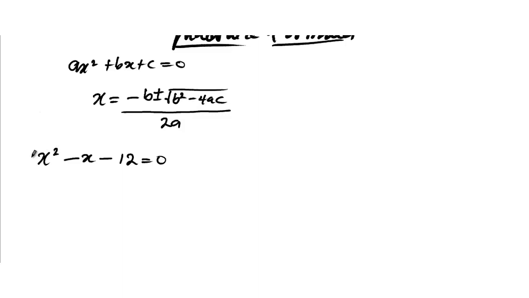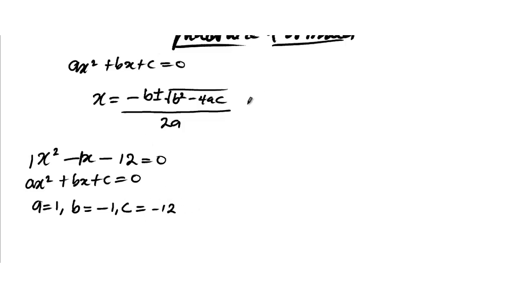So the coefficient of x squared here is 1. The coefficient of x here is minus 1. So if I equate it with ax squared plus bx plus c is equal to 0, it implies that a is equal to 1, b is equal to minus 1, and c is equal to minus 12. So this is what we are going to be plugging into the quadratic formula.